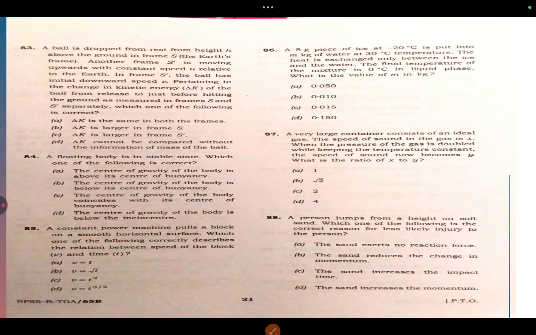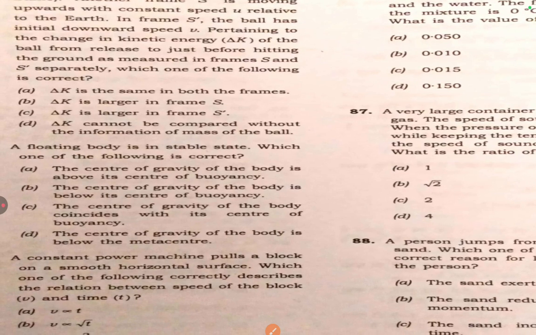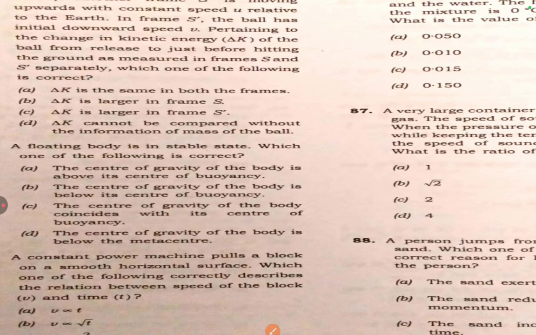And question number 84, what is that one? A floating body is in a stable state. Which one of the following is correct? Obviously some options are given, such as: the center of gravity of the body is above its center of buoyancy.